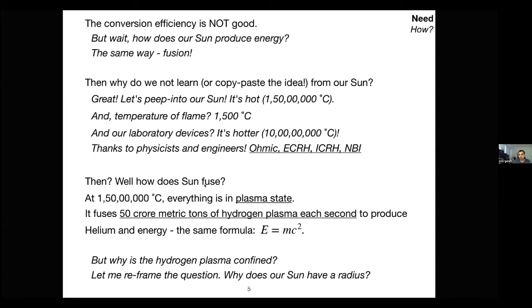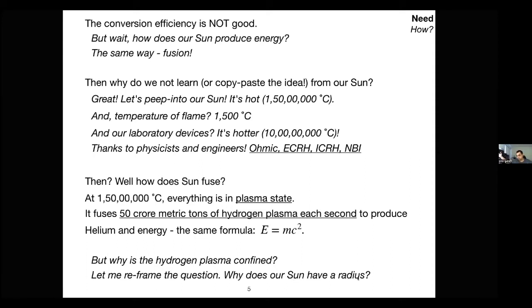So what the sun does is the sun basically fuses the hydrogen there at this temperature and it produces energy. So why can we just not do the same? The question coming back again. The problem is, in the sun, the plasma is confined, while on Earth, there is a problem in the confinement. Now you can ask why the plasma is confined in the sun. Plasma is confined mostly within the sun's radius. So the question is, why does our sun have a radius?